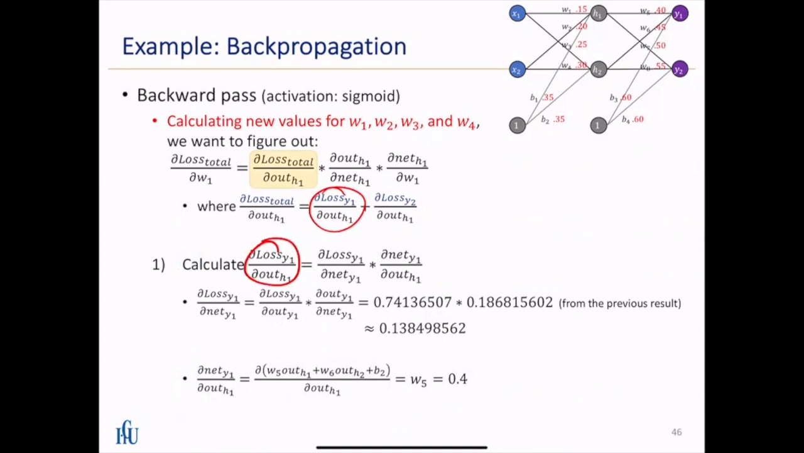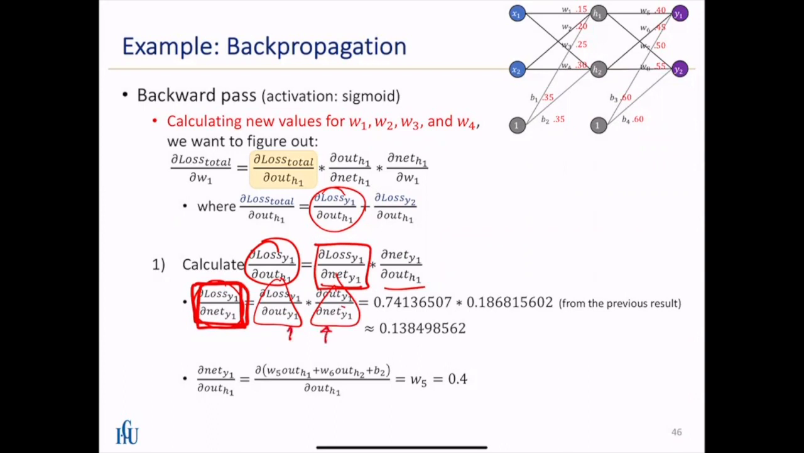Again, this is the loss of Y1 with respect to the output of H1, which can be expanded using the chain rule like this. So the loss of Y1 is changing along with the net input of Y1, and the net input of Y1 is also changing along with the output of H1. So we are going to take these two. So the first factor, the partial derivative of the loss at Y1 with respect to the net input to Y1. Again, this can be expanded in this way.